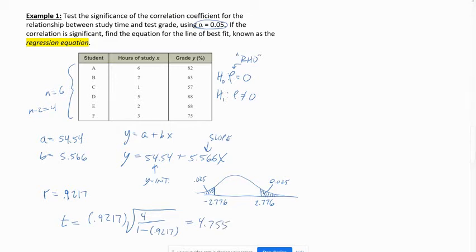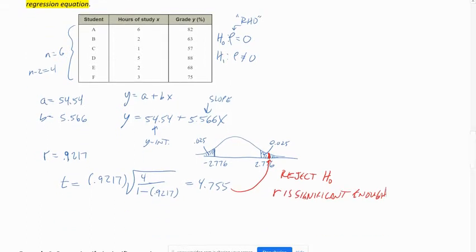If you calculate that, that turns out to be t equals 4.755. Now that is in our critical area. 4.7 would be way over here. That is in the critical area. So we're going to reject H0, and we're going to say that R is significant enough to use linear regression, to use the linear regression equation.